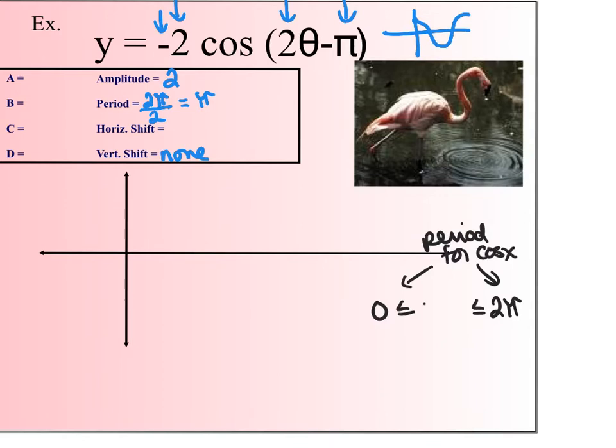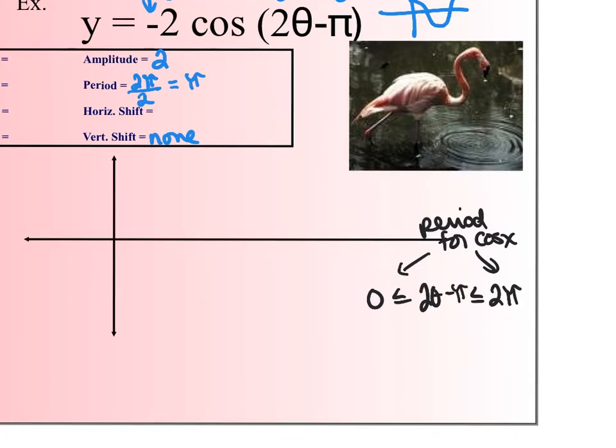And then I'm going to take our horizontal transformations and drop it right in the middle of this interval. And now I'm going to solve for theta. So I'm going to add pi to both sides. This just helps alleviate trying to figure out which transformation you do first. This will tell you where to stop and where to start.